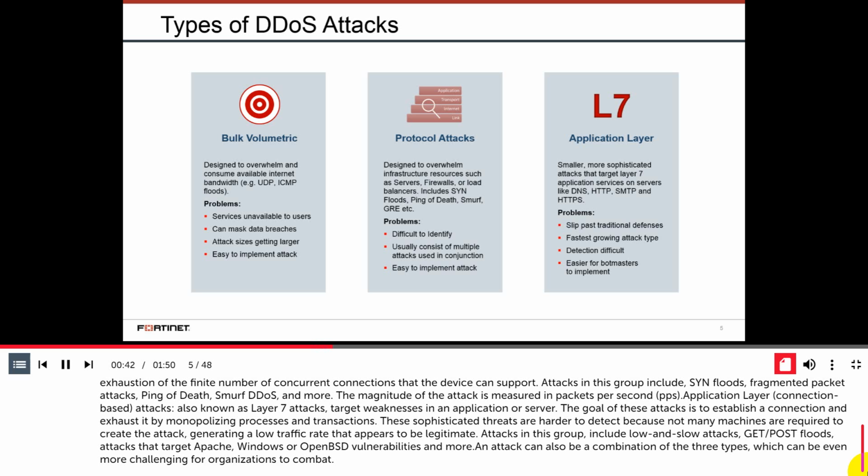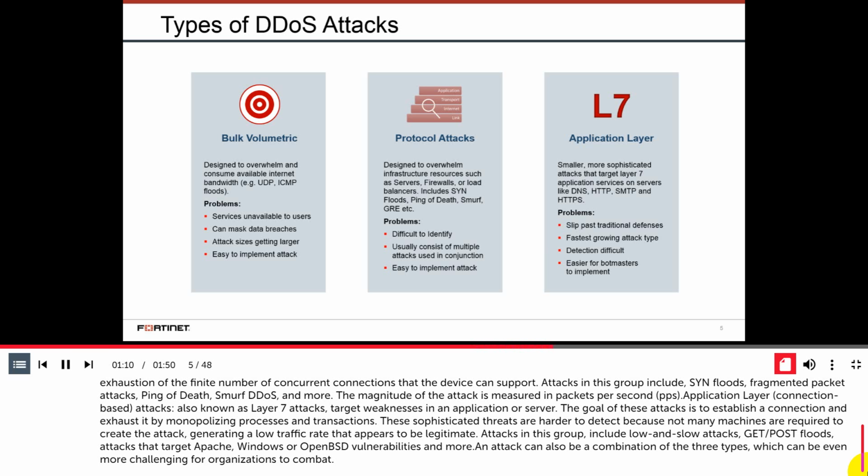Protocol attacks focus on web servers, firewalls, and load balancers. These attacks are designed to disrupt connections, resulting in the exhaustion of the finite number of concurrent connections that the device can support. Attacks in this group include SYN floods, fragmented packet attacks, ping of death, Smurf DDoS, and more. The magnitude of the attack is measured in packets per second, PPS.